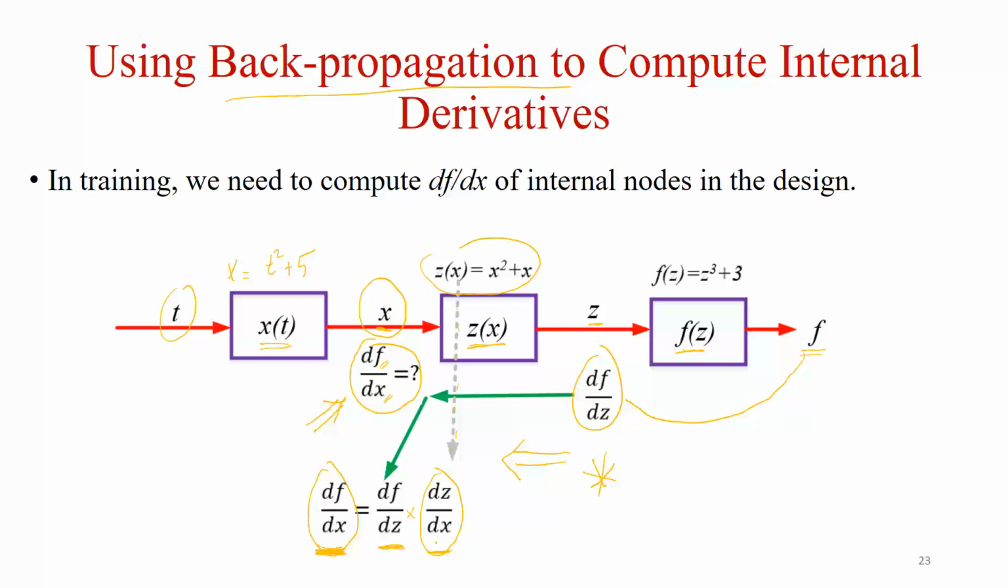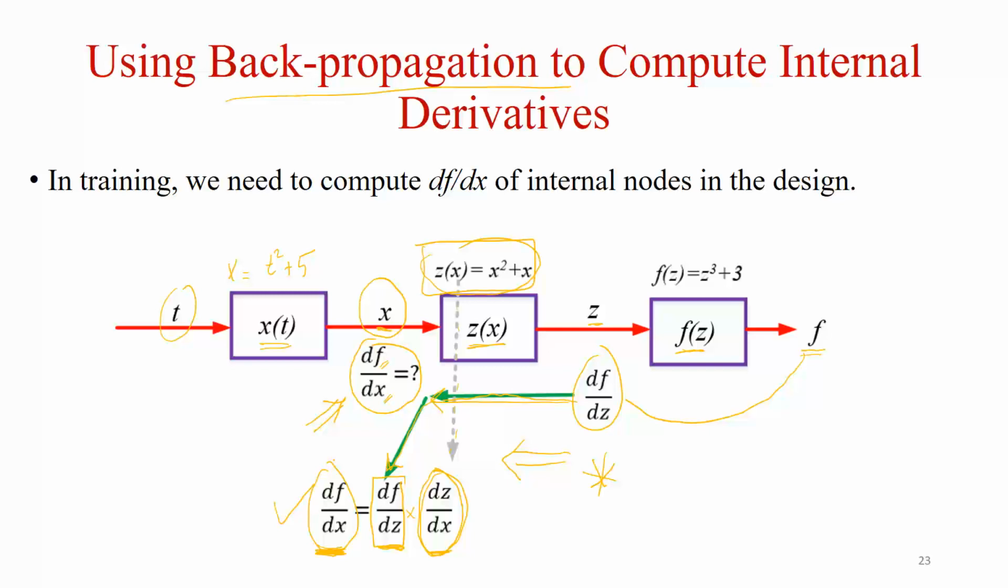Now, I can get dz dx, the derivative of z with respect to x, from the z equation. But where do I get df dz, the derivative of the f function with respect to the z variable? Well, it has to be pushed back from an earlier stage, and then I can plug it in here. In this case, I will be able to compute the derivative of f with respect to x.